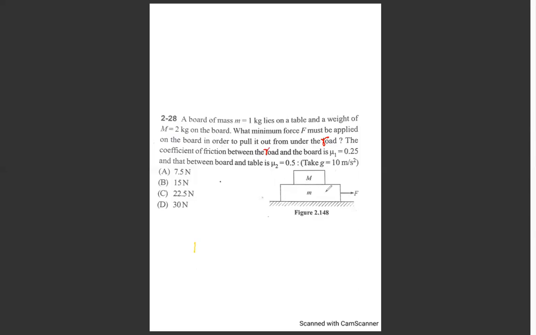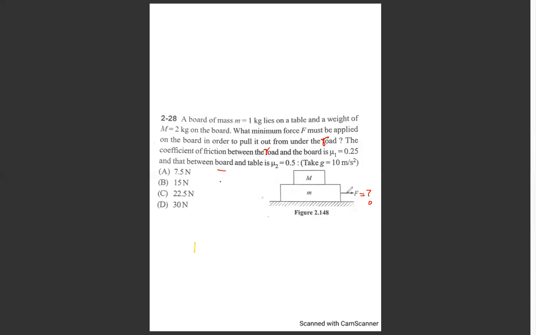And what should be the value of friction over here? The coefficient of friction between the rod and the board is given, and between the board and the table it is mu2. We are required to find out what should be the minimum value of this force in order to pull it out from the rod. So you need to show all those kinds of forces.